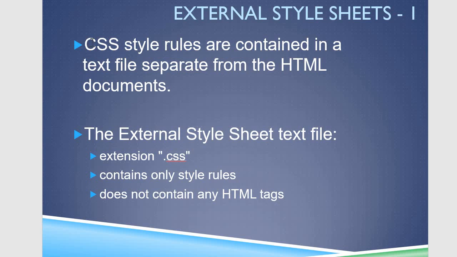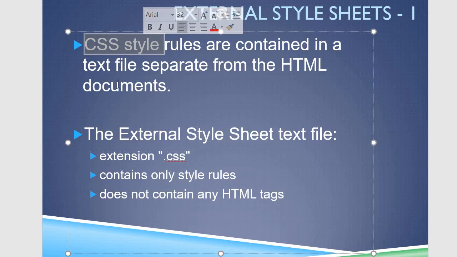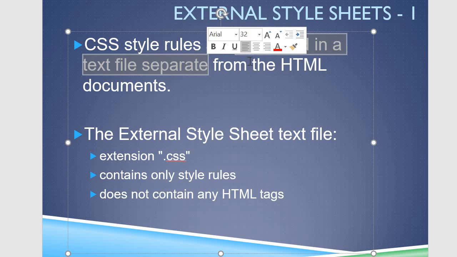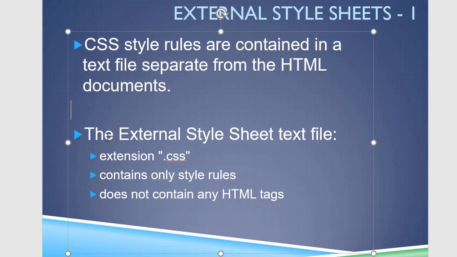So external style sheet: internal, embedded and external. External means it contains CSS style rules in a separate text file from the HTML document. So this external style sheet text file, we have to save with the .css extension, and that text file contains only style rules and does not contain any HTML tag.